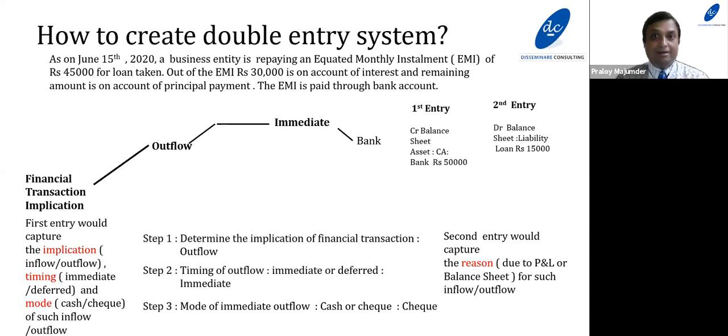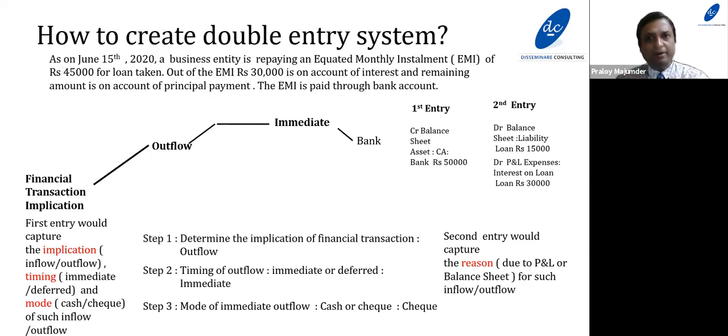Now another part is on account of permanent outflow, that is the interest. So debit P&L expenses, interest on loan, would be 30,000. Why is it P&L? Because for the interest part, no inflow has come in the past. It's a permanent outflow that is happening. So that is the reason why it is in P&L expenses.